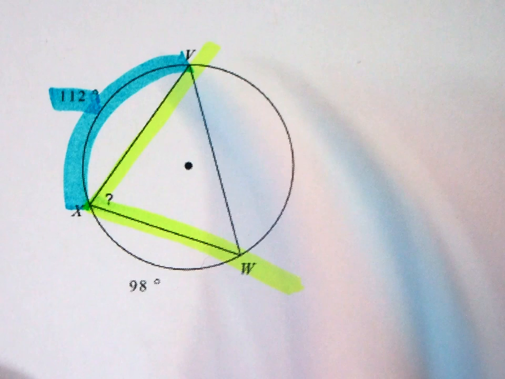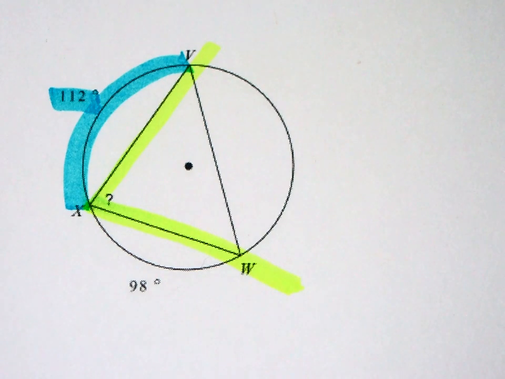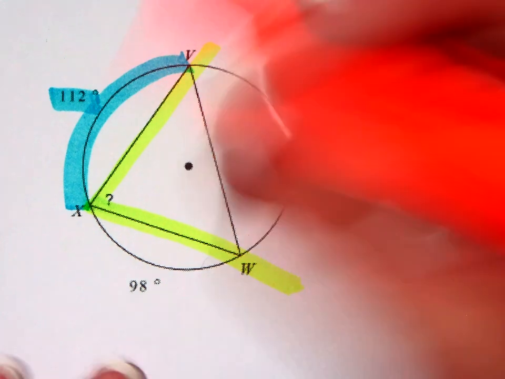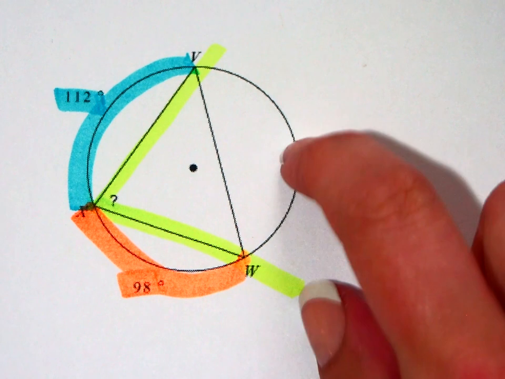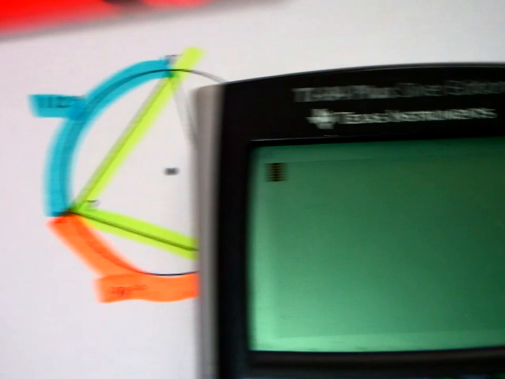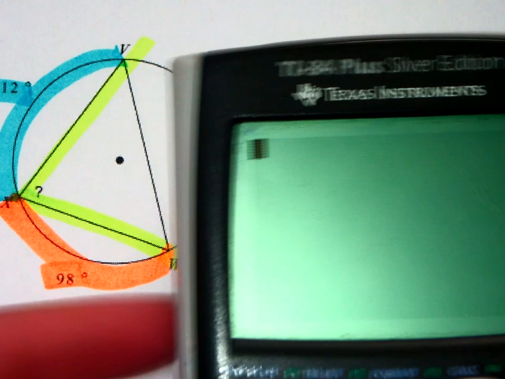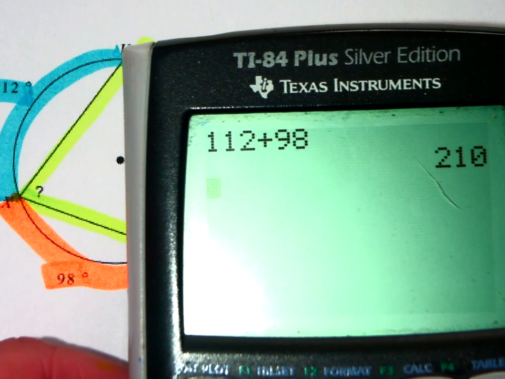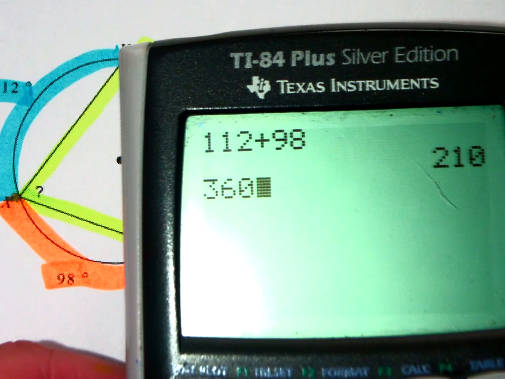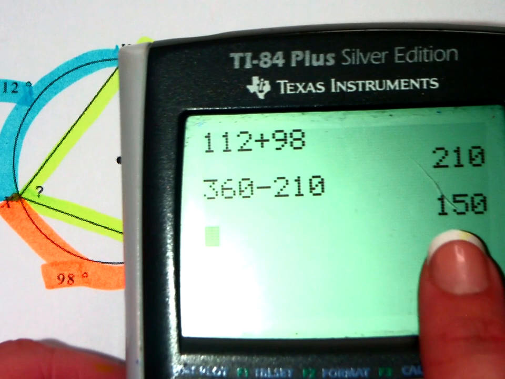Remember, all arcs add to equal 360. I have the 112, and I also have this arc that's 98. That means to find this missing one, we're going to add 112. Let's see, I'm going to try to do this so you can see it in my calculator. There we go. 112 plus 98, and I get 210. So 360 minus 210 is 150.